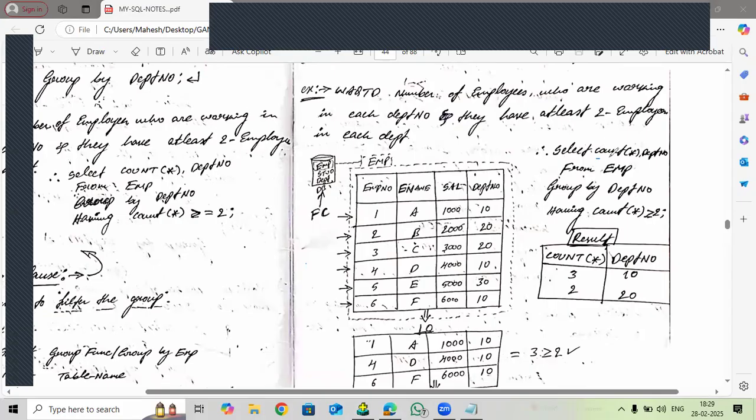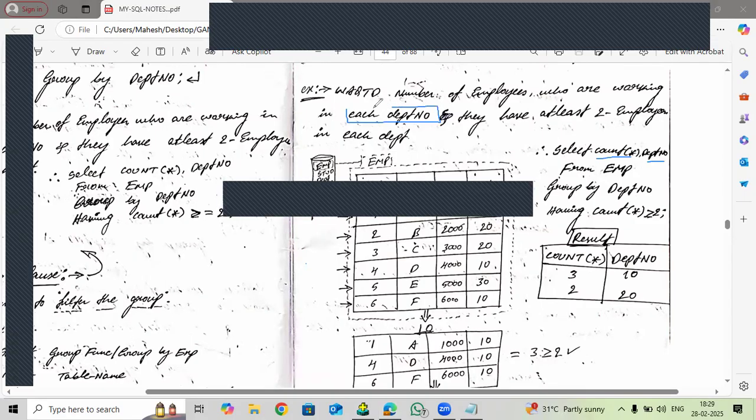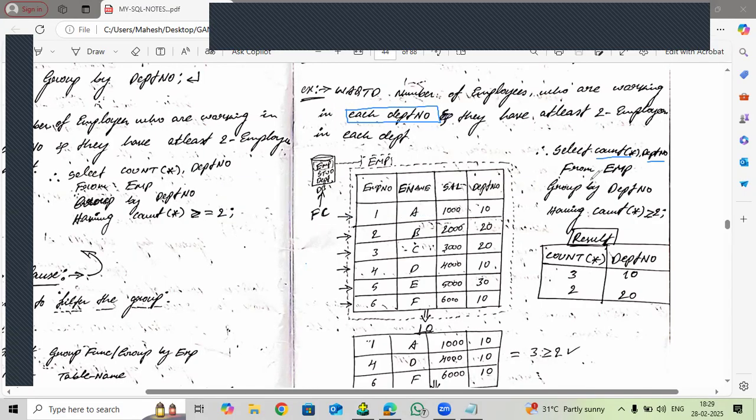So select count of star, comma department number, because they said each. They said each, so department number from EMP group by department number, because still it is each. If they say each, use the same column name in the select clause and the same column name in the group by clause. After that, they said at least 2 employees in each department, at least 2. So having the number of employees greater than or equal to 2.